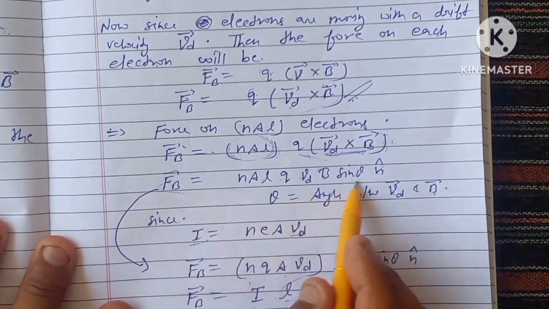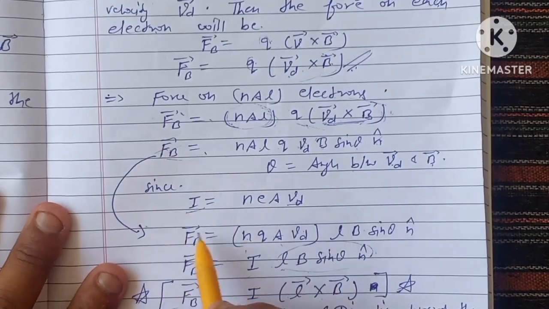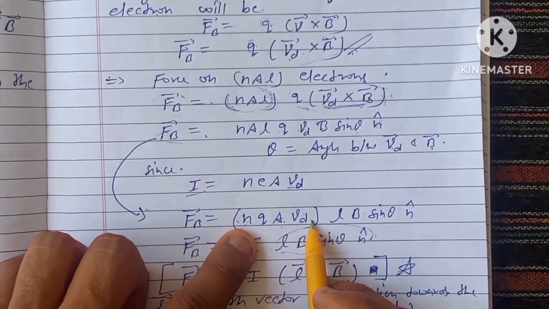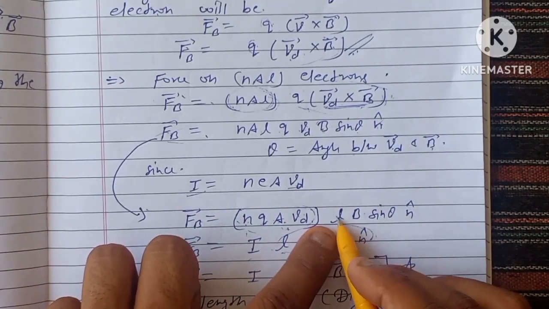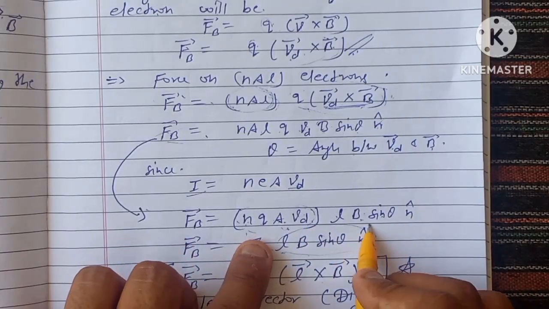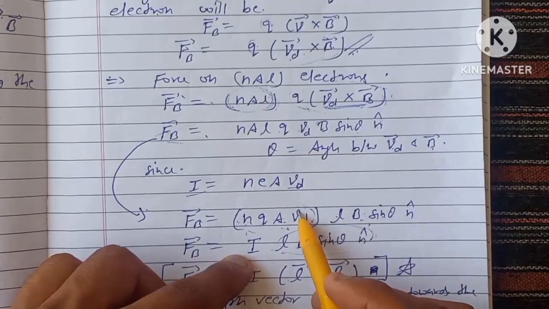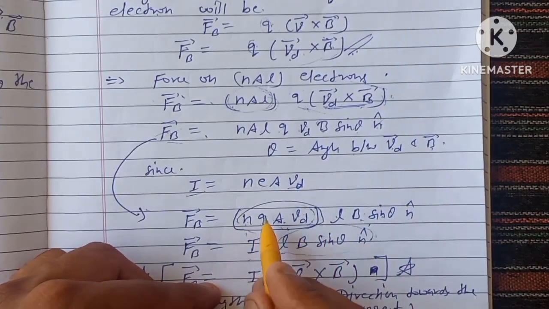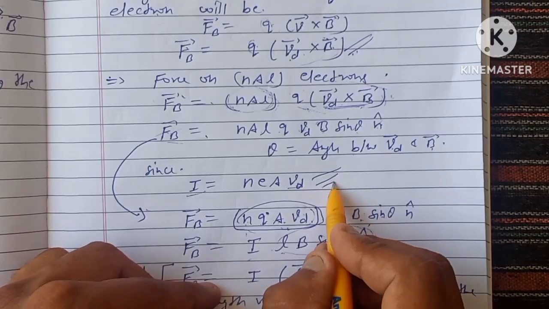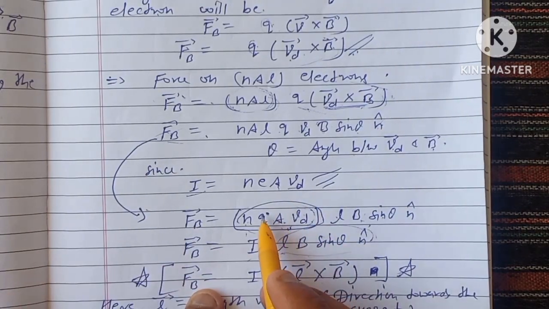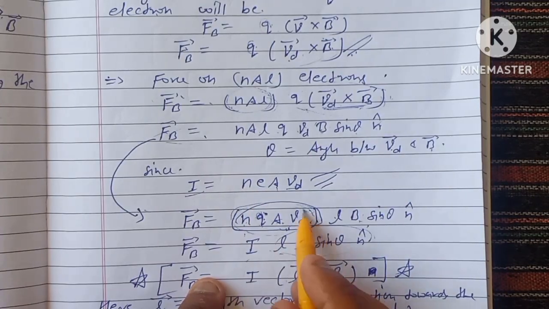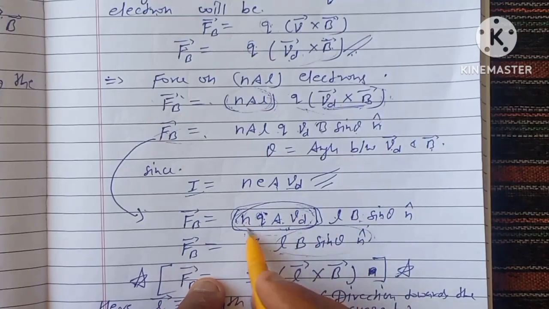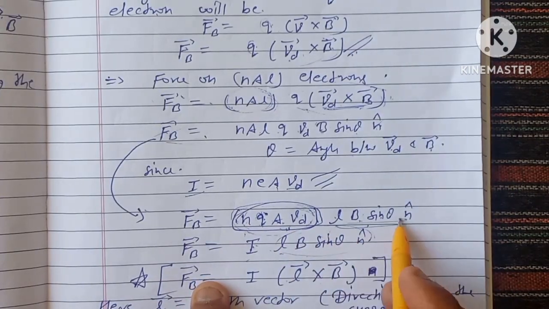So if I rearrange this expression, then it will come out to be FB vector is equal to NQAVd. I have put these four terms together, and then we have LB sin theta n cap. There is nothing but I have rearranged these terms. And since this is nothing but the current, from this definition, this is the current. Here the difference is in Q. Here Q is nothing but the charge on a single electron, that is E.